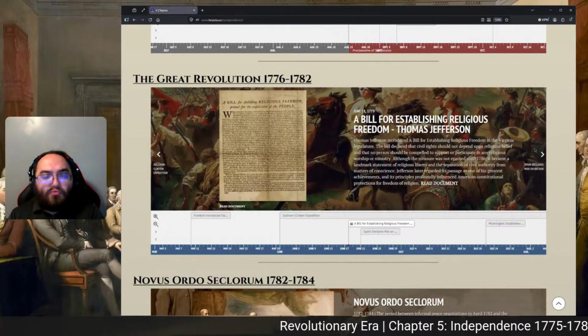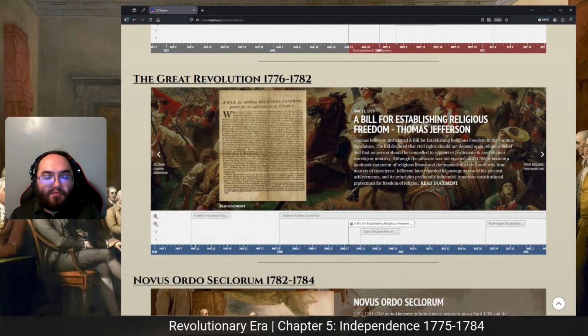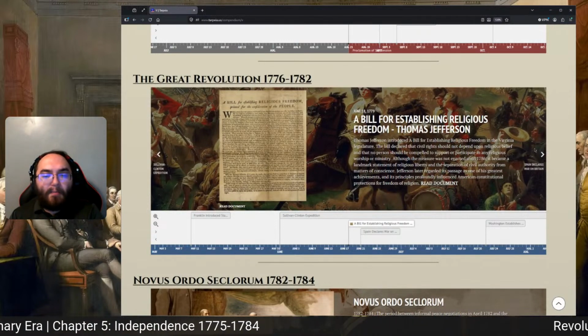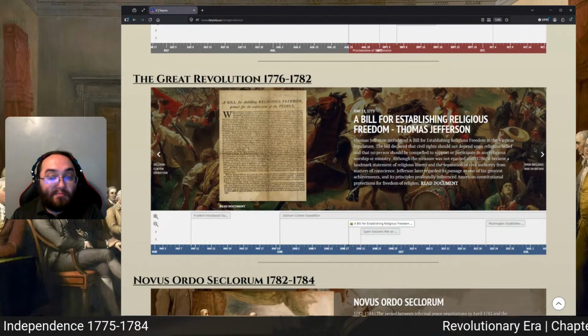Thomas Jefferson will draft a bill for establishing religious freedom, and this will be published years later, and it will have a major impact on the Bill of Rights.